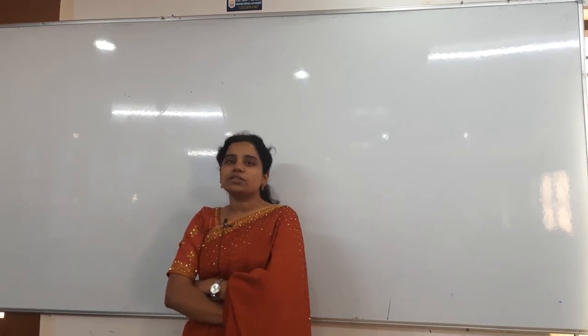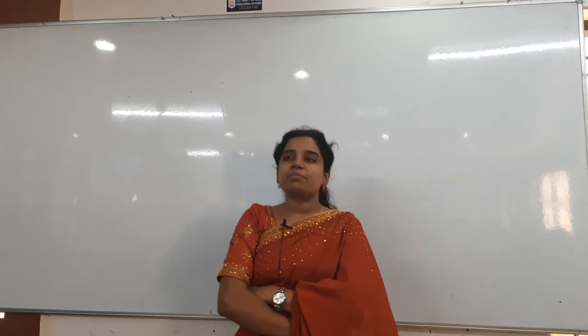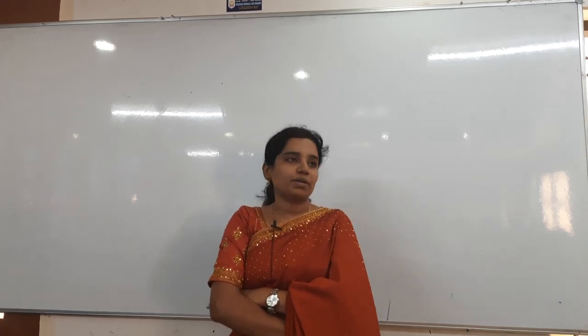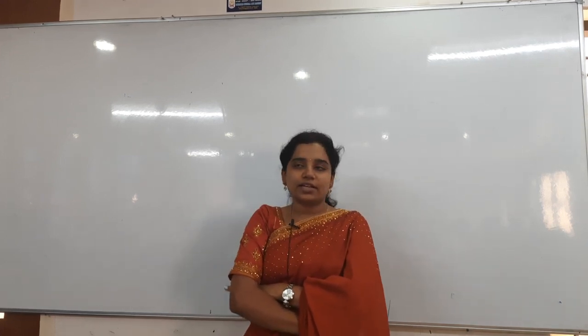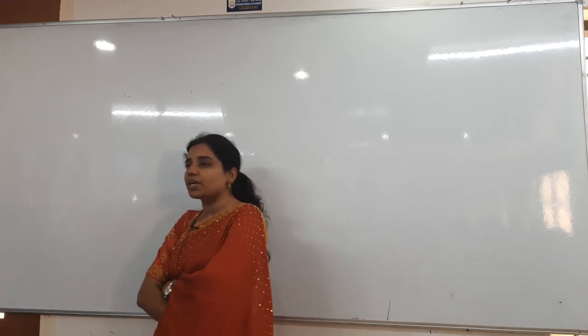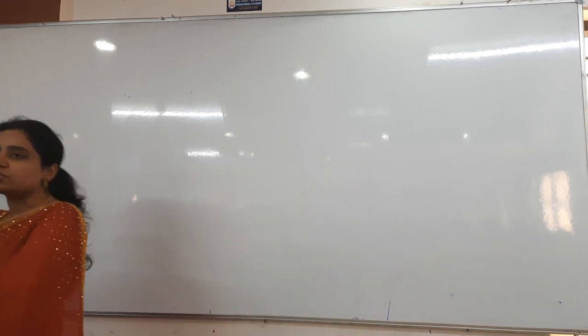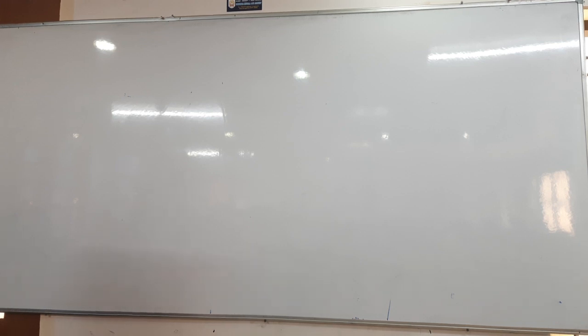What is the lens formula? 1 by v minus 1 by u is equals to 1 by f. That is what the lens formula we have discussed. After that, lens maker's formula. What is that? F is equals to what is the formula? Mu relative minus 1 into 1 by r1 minus 1 by r2.